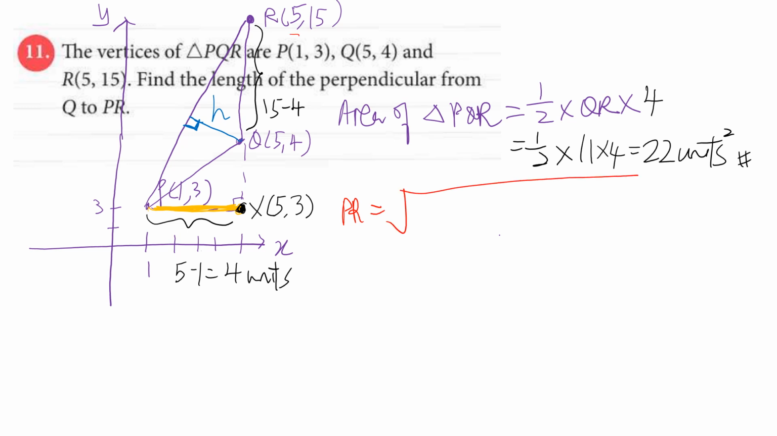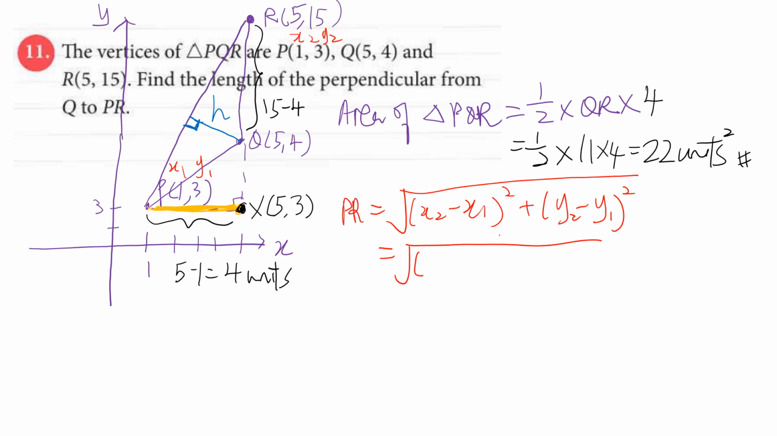Remember what we have done: label the points x2, y2, x1, y1, then substitute in. Write down the formula, which is x2 minus x1 squared plus y2 minus y1 squared. X2 is 5. So 5 minus 1 squared plus y2, 15 minus 3 squared.